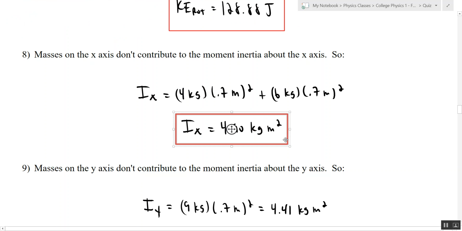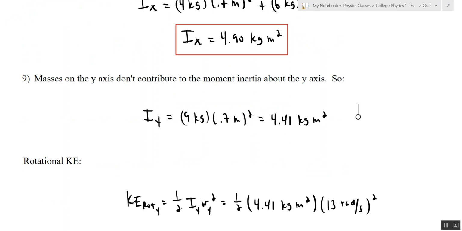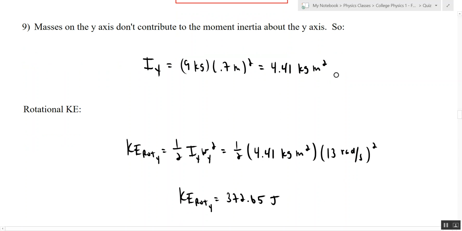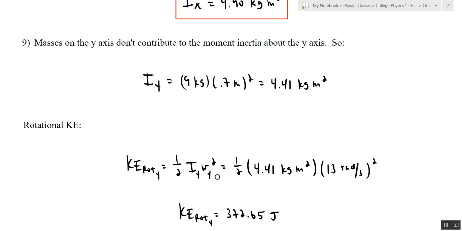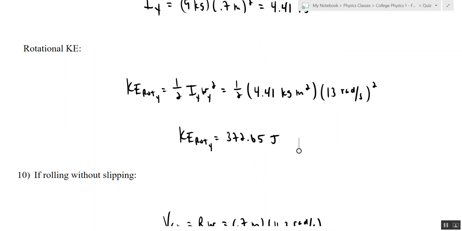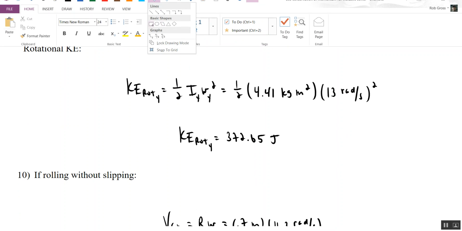All right. So for 9, it was asking about the y-axis. So the masses that are on the y-axis don't contribute. For this one, it was the mass on the x-axis times its x-coordinate, which is the distance to the y-axis. So that gives you the moment of inertia, which is important to know. But I'm asking for the rotational kinetic energy, which is 1/2 the moment of inertia times how fast it's spinning about the y-axis squared. So that gives you the rotational kinetic energy about the y-axis.